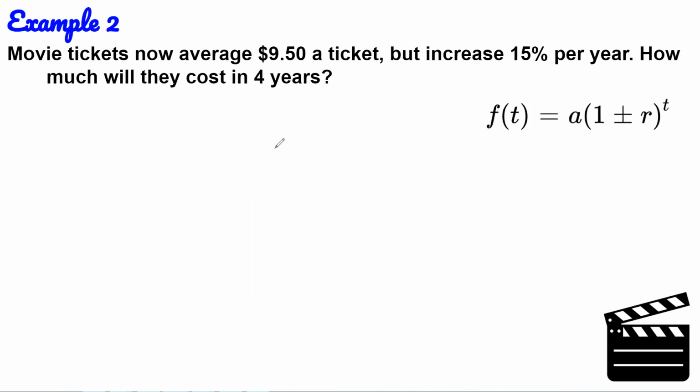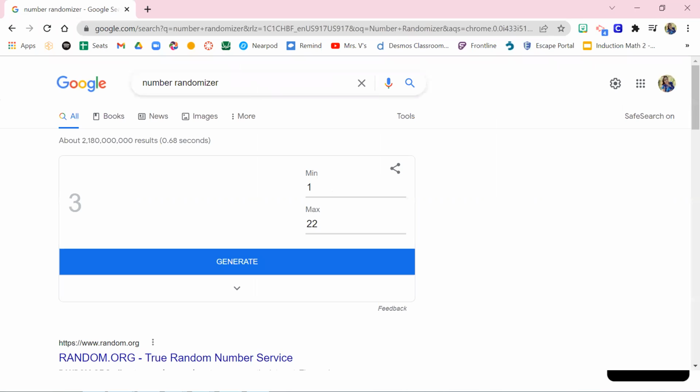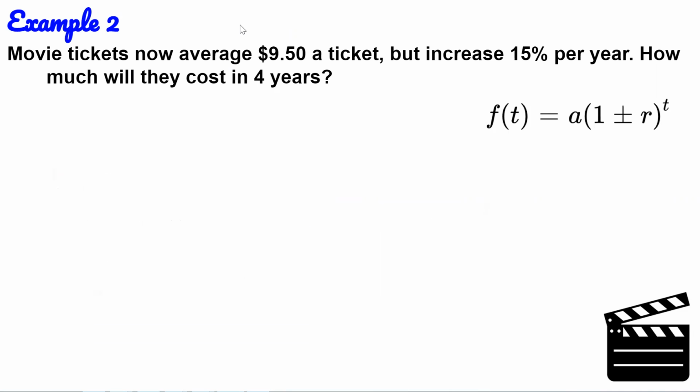Let's see who can tell me my initial value, who's going to be my participant today. Angel, you're my 14 here. All right, so what is my beautiful initial value? What is the price that we start with? $9.50. So my initial value A is going to be $9.50.